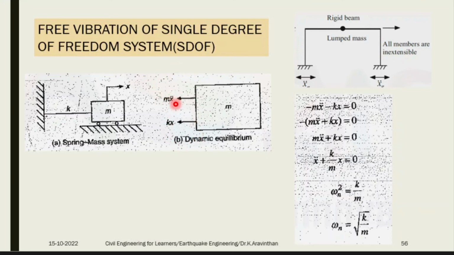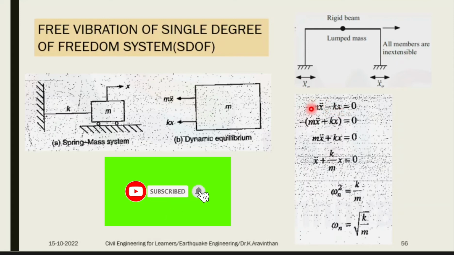This is the equation. If the force is acting on the left-hand side, you can write it as negative. If the force is acting on the right-hand side, you can write it as positive. Now both forces are acting on the left-hand side: minus mx double dot minus kx. Now I can take the negative outside. It will become mx double dot plus kx.